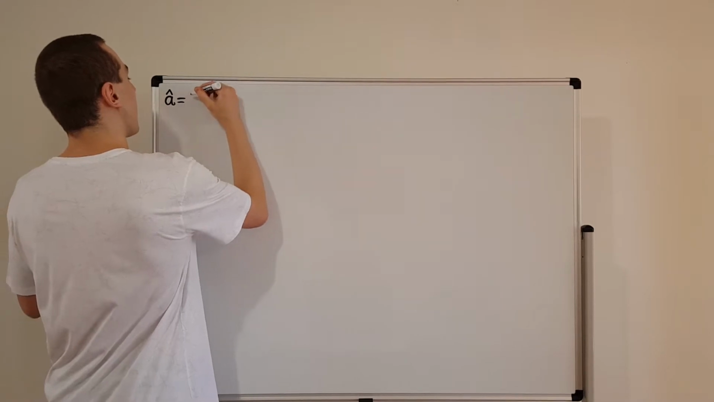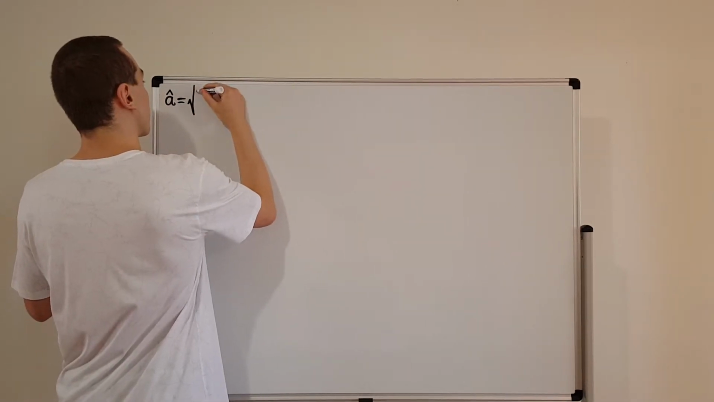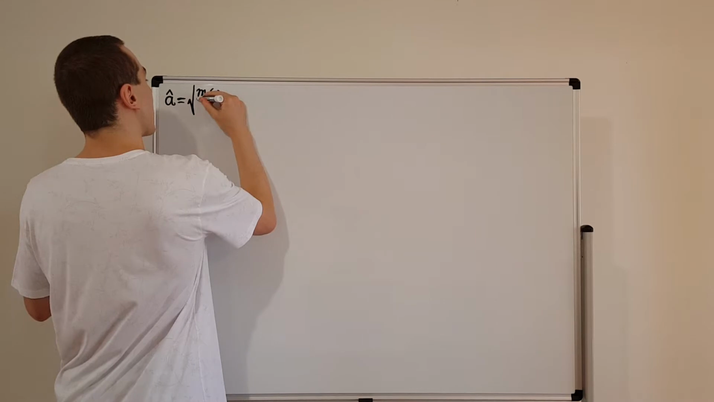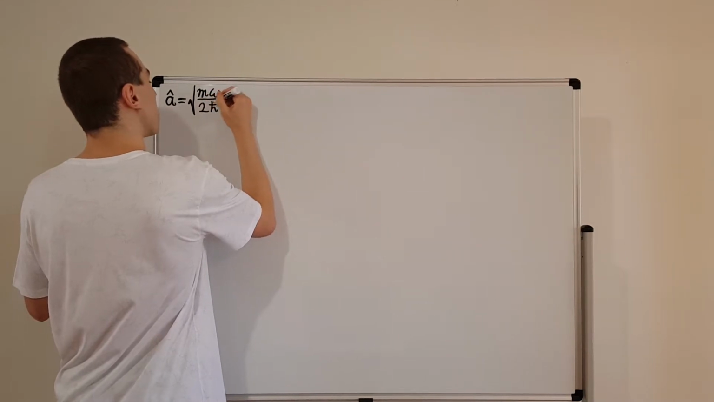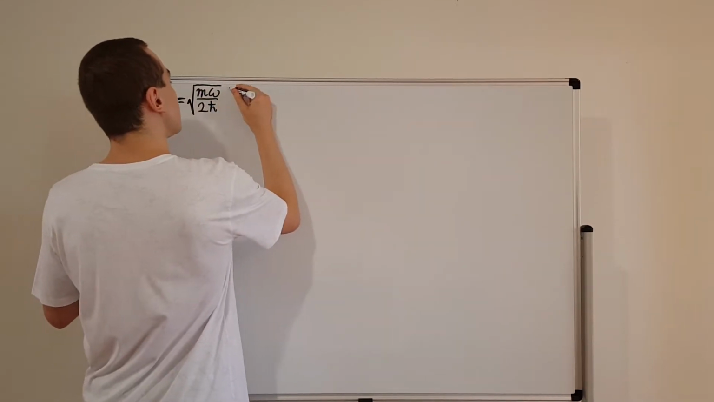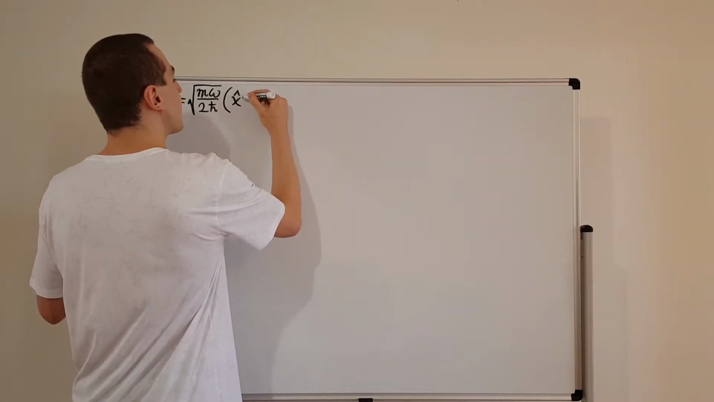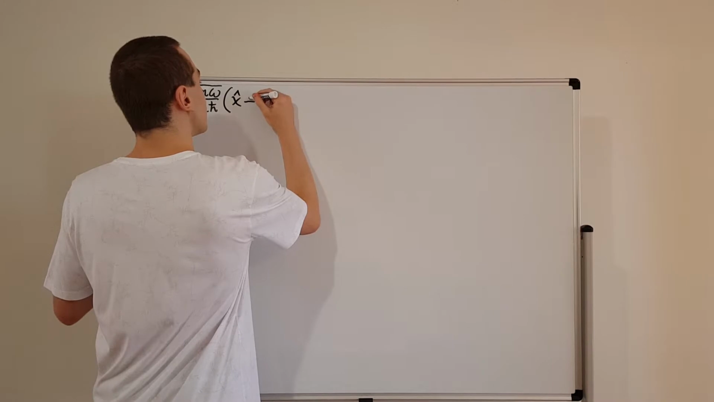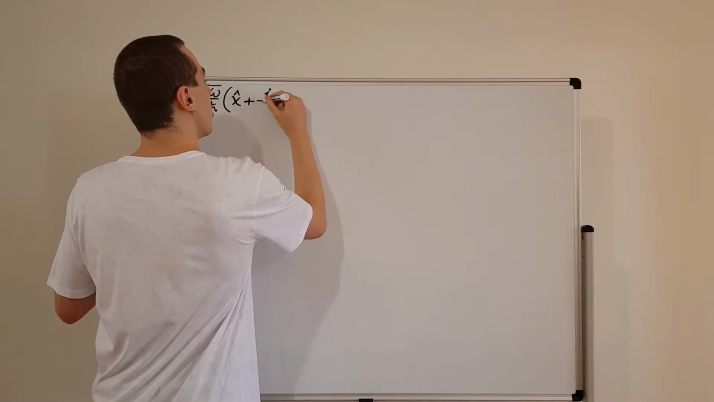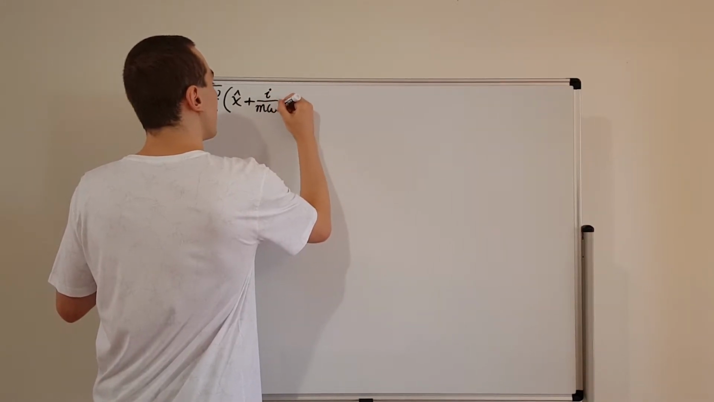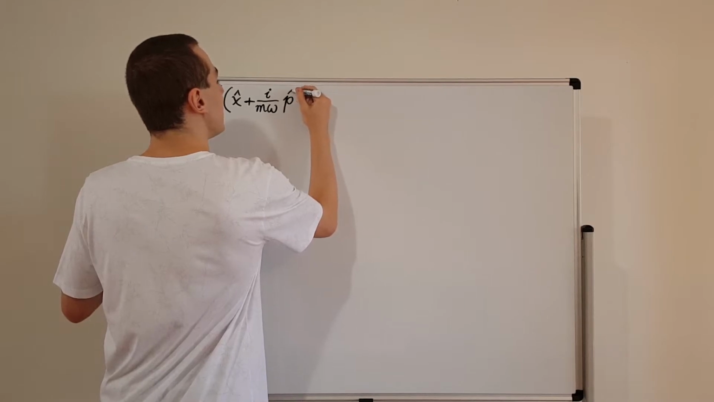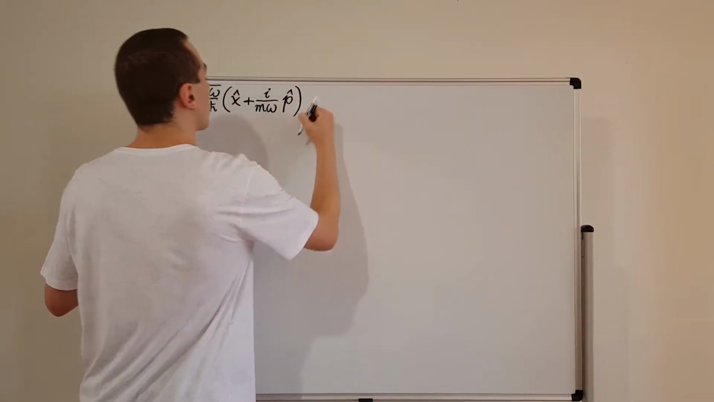operator. And we need a little coefficient out the front, which is the square root of m omega over 2 h bar. And that multiplies this stuff in the brackets, which is the position operator, x with a hat on top, plus i over m omega times p hat. And p hat is the momentum operator.